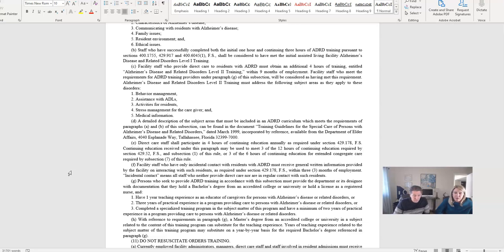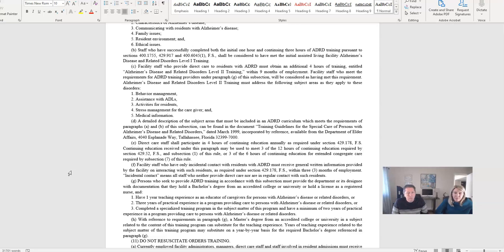Very important. So, facility staff who have only incidental contact with residents with ADRD must receive general written information provided by the facility on interacting with such residents within 3 months of employment.